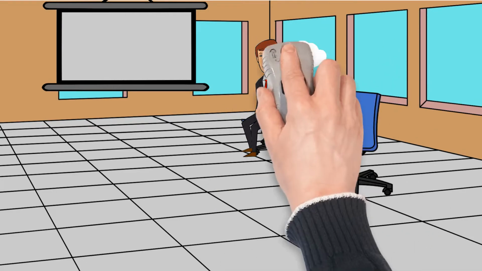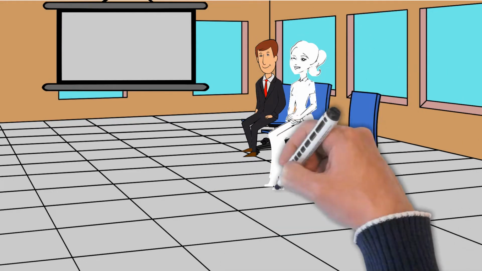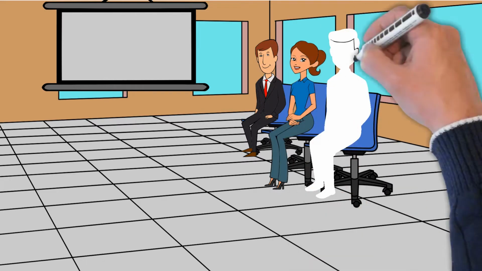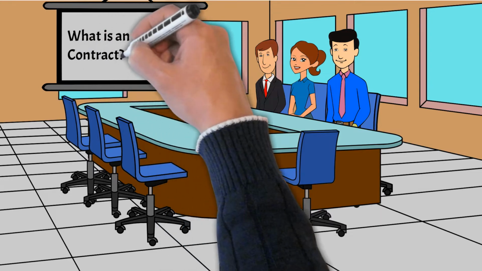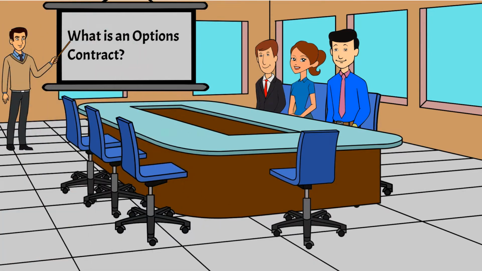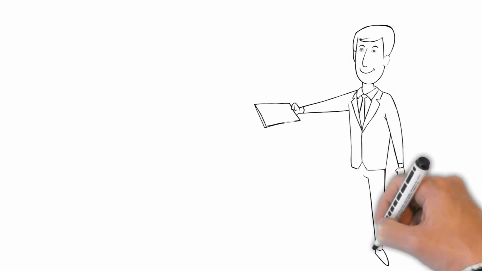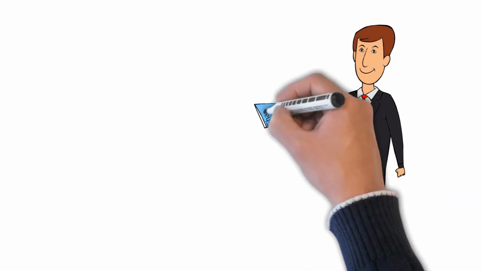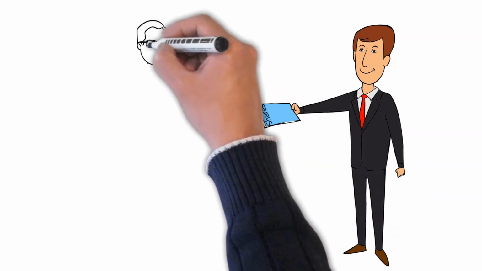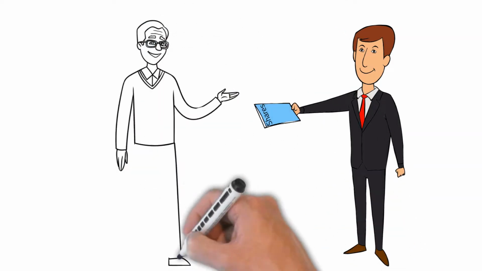As a stock trader, you may have heard of the term option or options contract. But what exactly is an option contract? An options contract is an agreement between a buyer and a seller to deliver shares of stock at an agreed upon price by an agreed upon date.